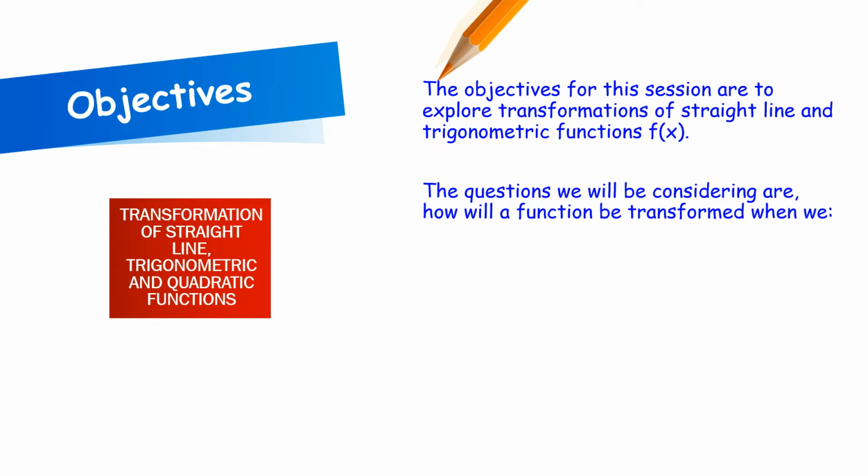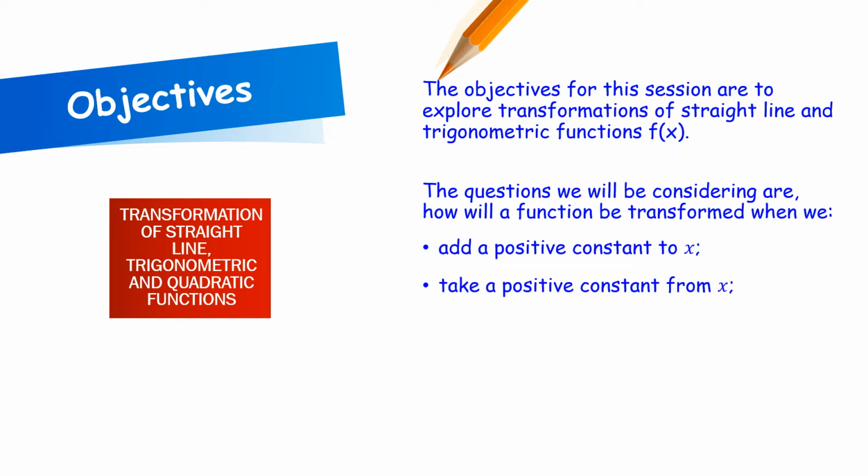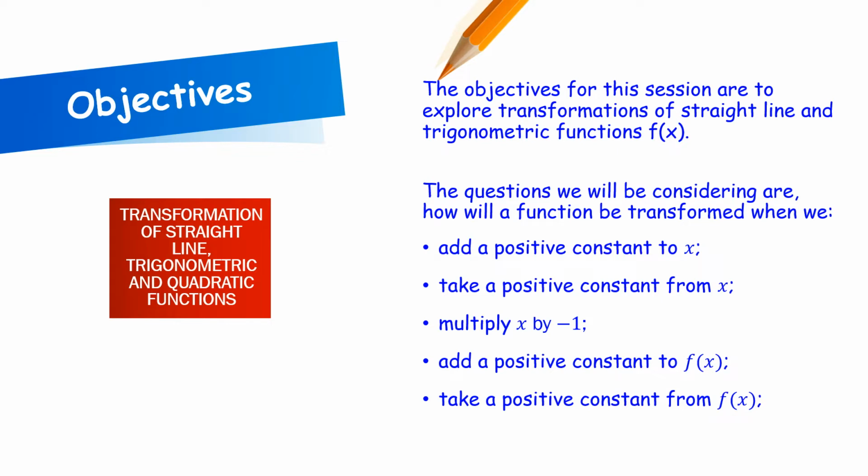The questions we will be considering are: how will a function be transformed when we add a positive constant to x, when we take a positive constant from x, or multiply x by -1, or add a positive constant to f of x, or take a positive constant from f of x, or multiply f of x by -1? The effect of transformations on trigonometric functions is similar to that of polynomial functions.